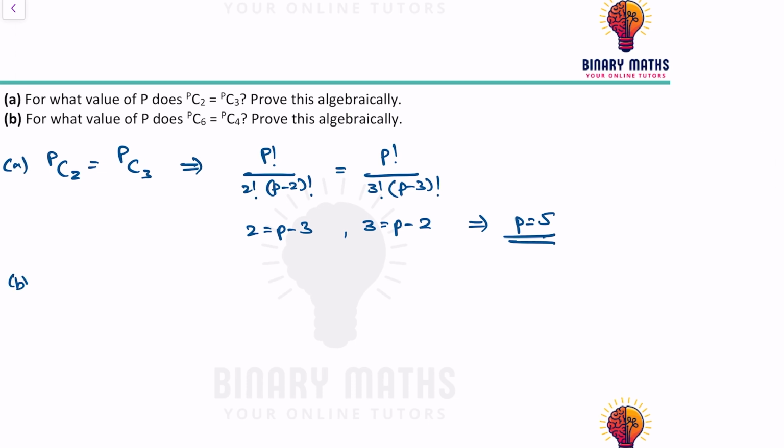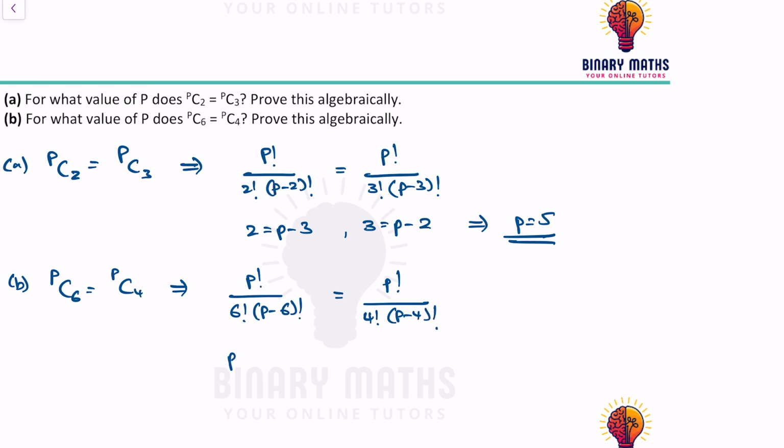Okay, B. For what value of p does p choose 6 equal p choose 4? So p choose 6 is equal to p choose 4, which implies p factorial over 6 factorial, p minus 6 factorial must be equal to p factorial over 4 factorial, p minus 4 factorial. Again, similarly, p minus 6 must be equal to 4 and p minus 4 must be equal to 6, which implies p must be equal to 10.